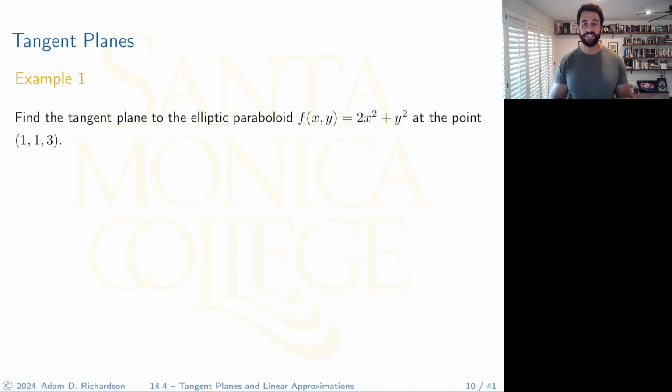If we're finding a tangent plane, we've got to find some derivatives. We need the derivative in the x direction. We need the derivative in the y direction. We need to evaluate those derivatives at that point. And once we have those slopes in those directions, we should be good.